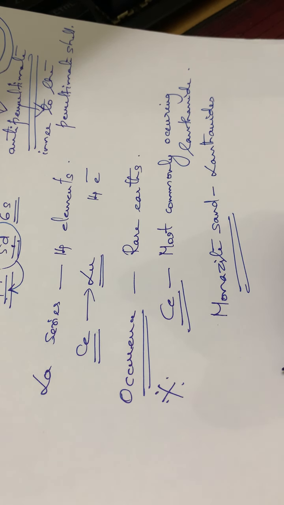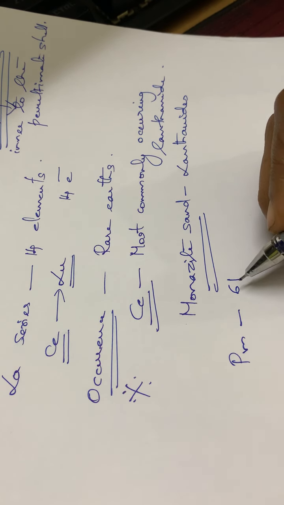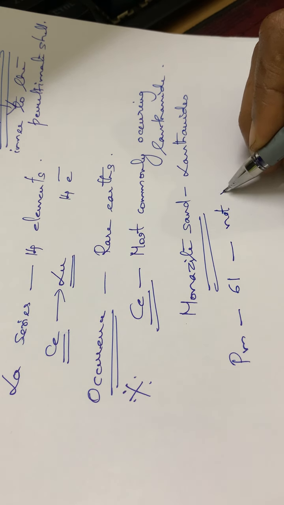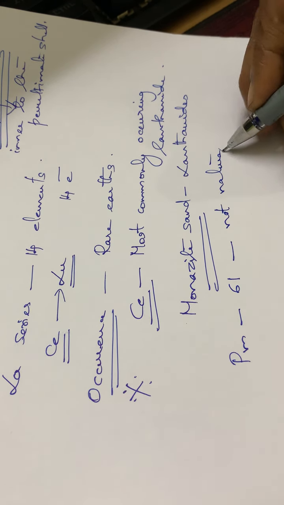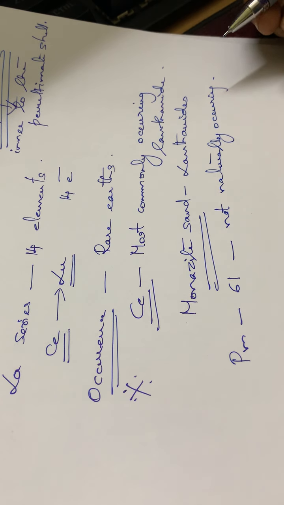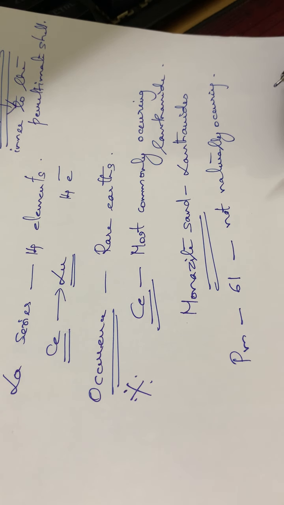Then one more point is about promethium, Pm, atomic number 61. It is not a naturally occurring lanthanide. That means it is an artificial one, and artificial means it is obtained by radioactive disintegration.